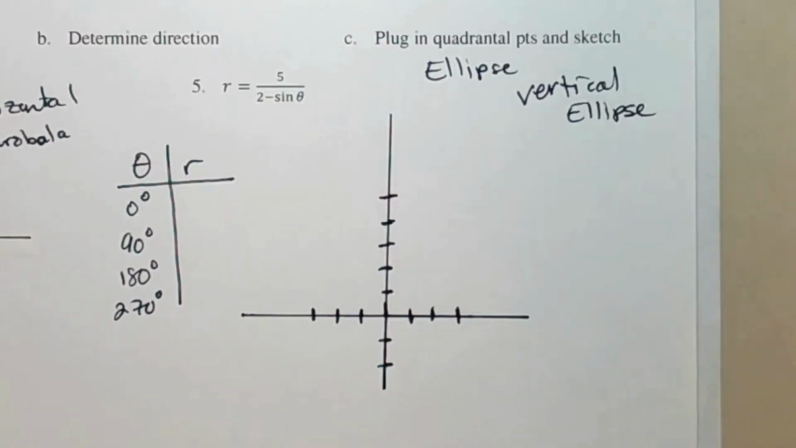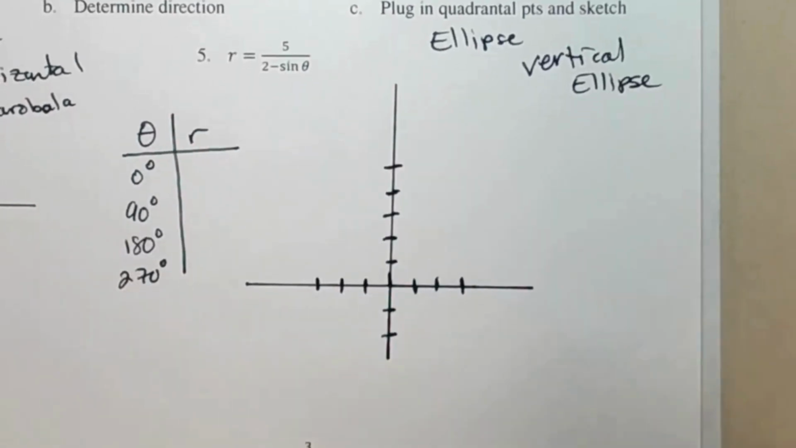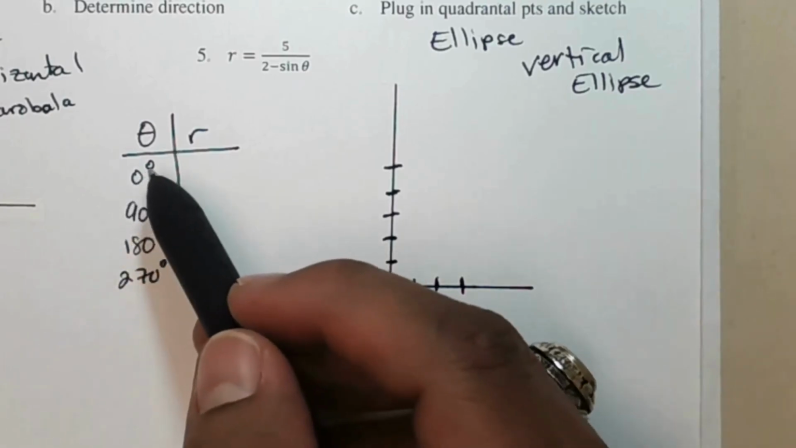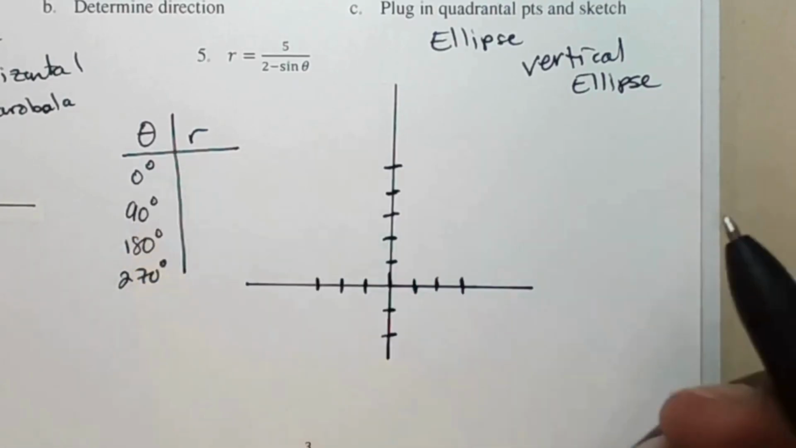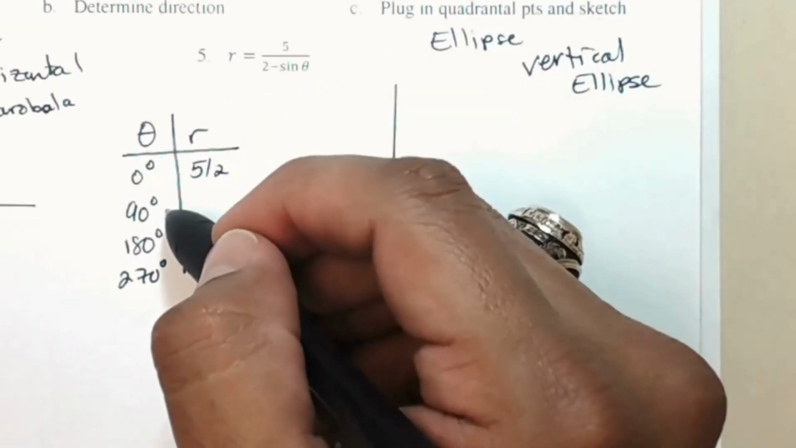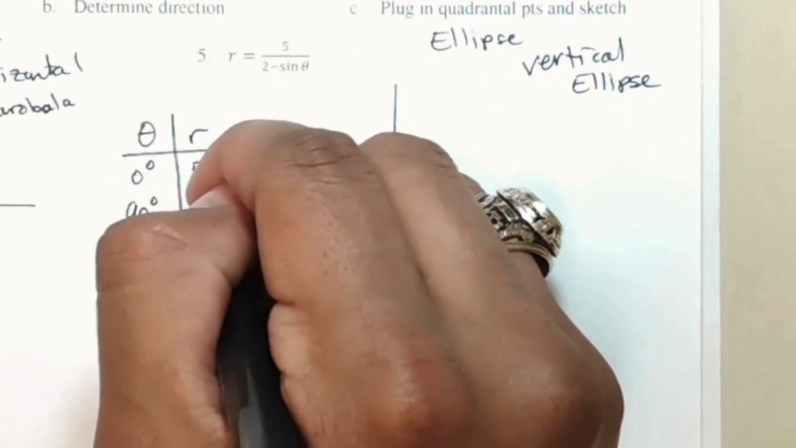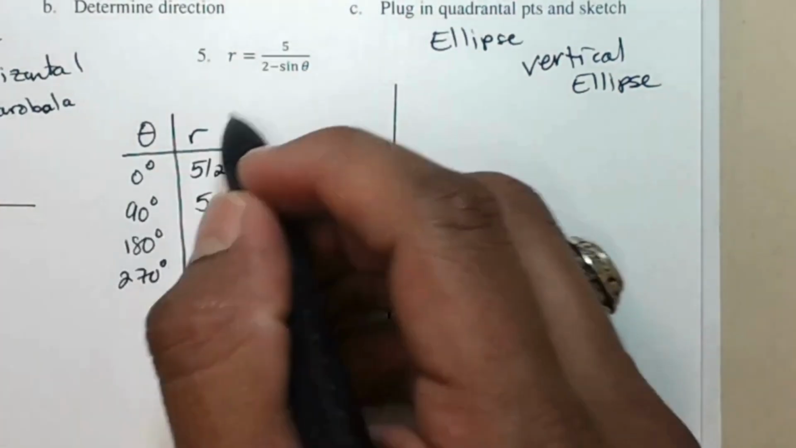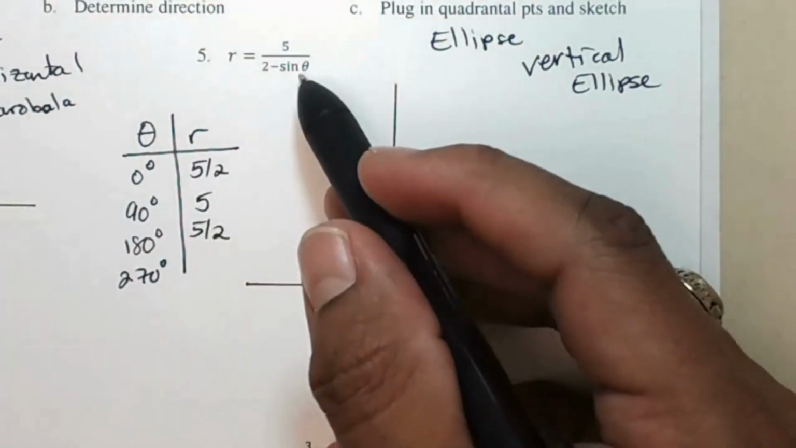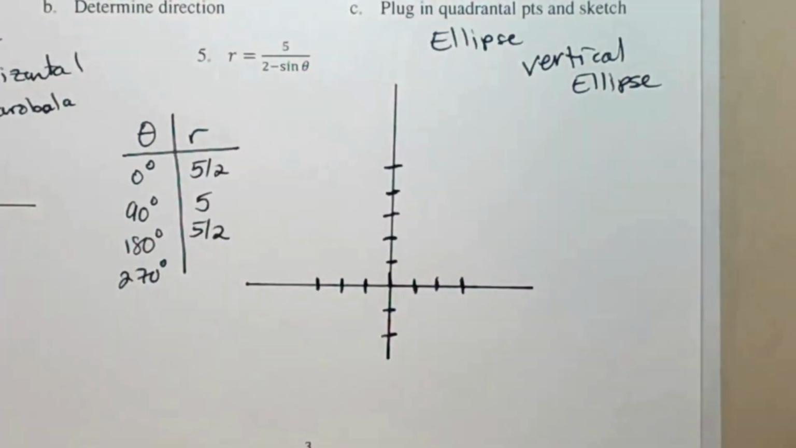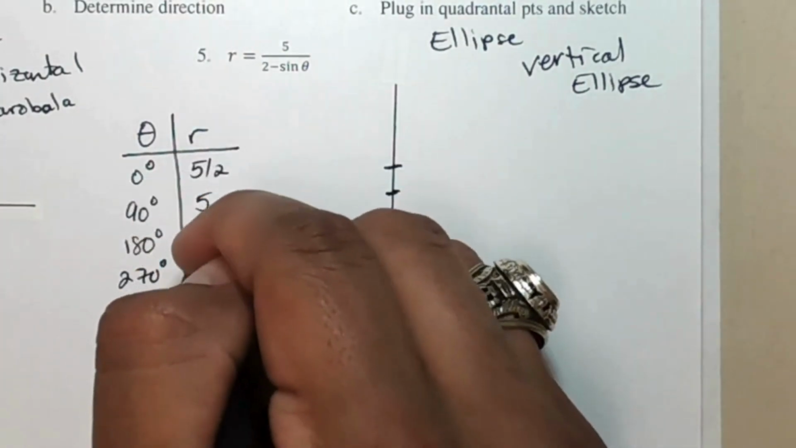Again, you could plug in the quadrantals, get our values, and end up doing that. So again, figure out your unit circle values. Sine at 0 is 0. So if we plug in 0 there, we end up getting 5/2. Sine at 90 is actually 1. So if we do that, we end up getting 5. Sine at 180 is 0 again. So we end up getting 5/2. And then if we plug in 270, sine at 270 is -1. We do all the math, we end up getting 5/3.